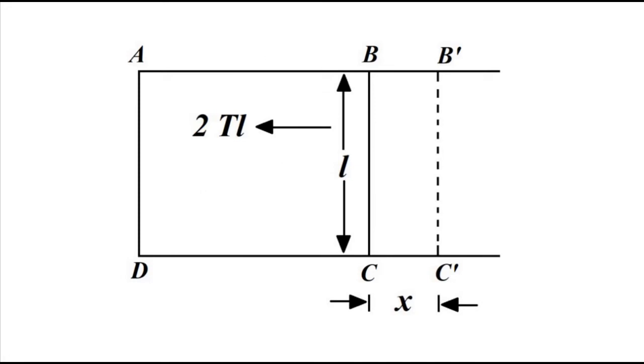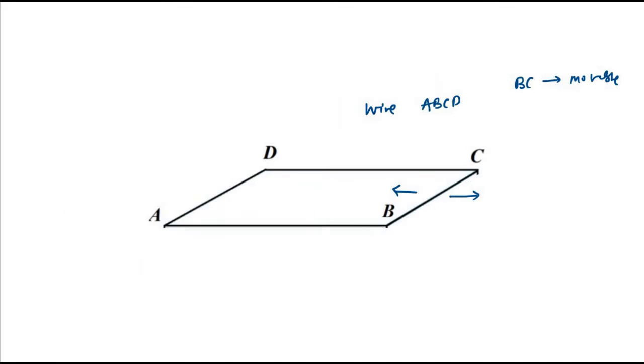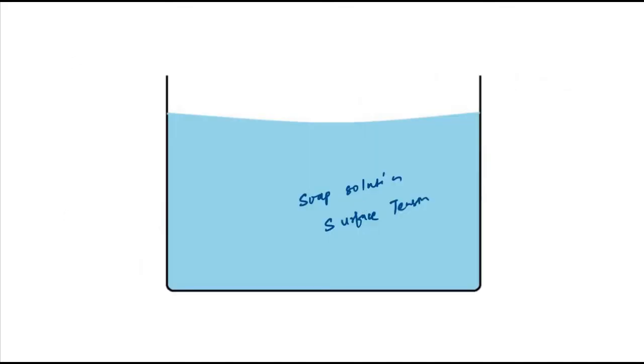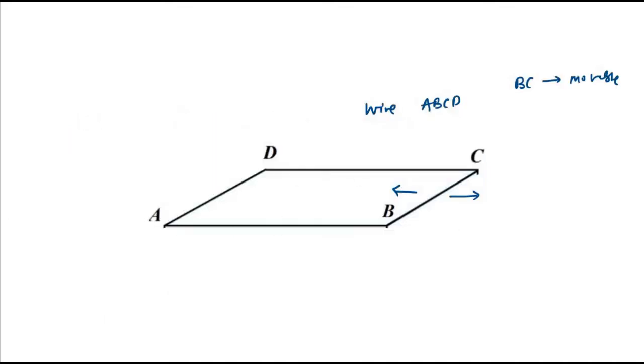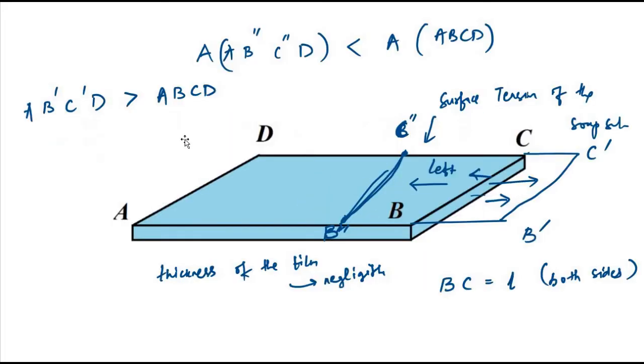This is the rectangular wire ABCD, which is dipped in a soap solution with surface tension equal to T. Let's say the surface tension is equal to T, which is F by L, force per unit length. When this rectangular wire is dipped in the soap solution, it forms a thin film where the thickness of the film is negligible.